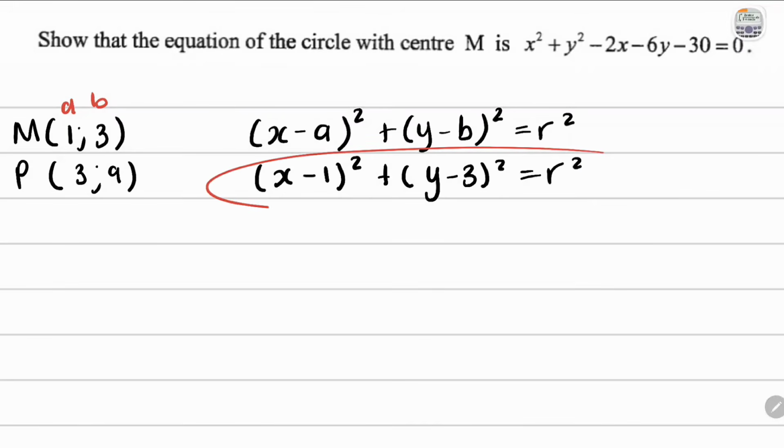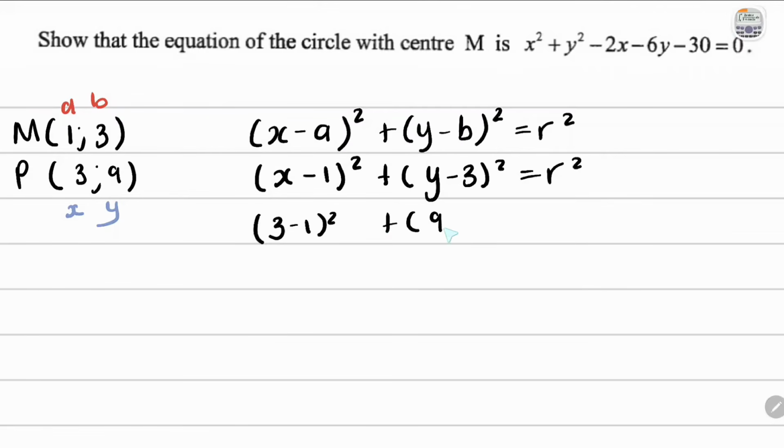So as you can see, this equation is almost complete. It just needs the r squared value. To find that, you can substitute the other point in place of x and y, because that's an x and y coordinate. So we're going to say 3 minus 1 all squared plus 9 minus 3 all squared is equal to r squared. And so 3 minus 1 is 2, 2 squared is 4, and 9 minus 3 is 6. 6 squared is 36, and together they give you 40. So that's equal to 40.